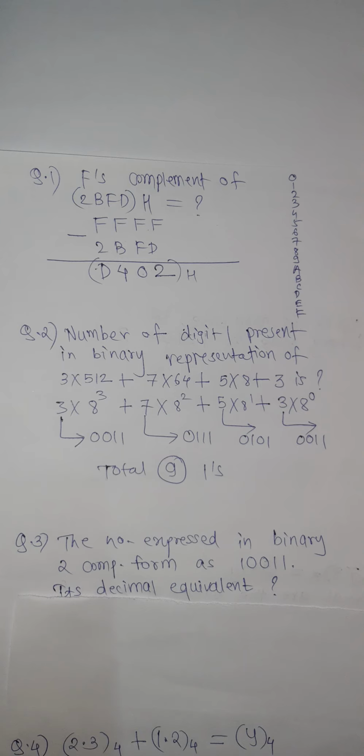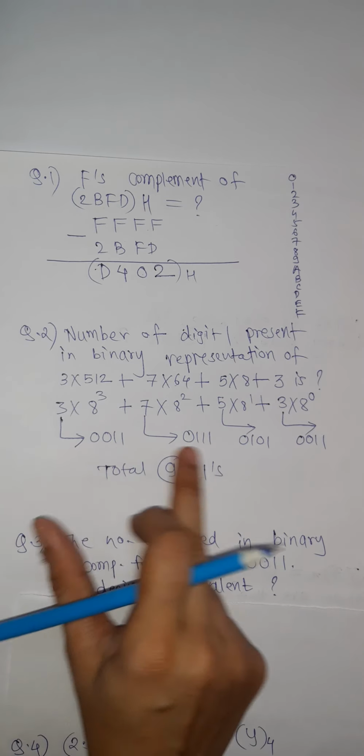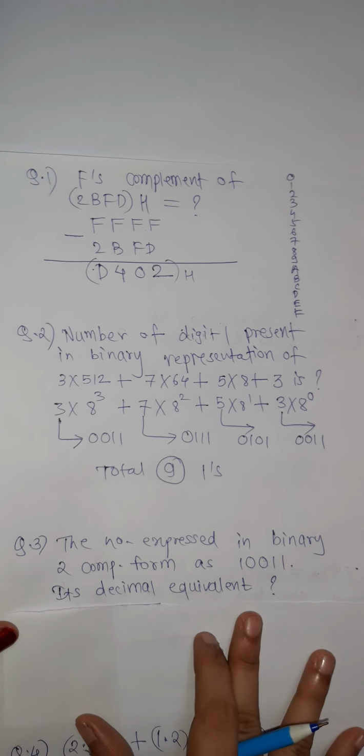Now to find the number of ones present in the binary representation, we just count how many ones are present in these 3, 7, 5 and 3. So 1, 2, 3, 4, 5, 6, 7, 8, 9. So a total of 9 ones are present here.